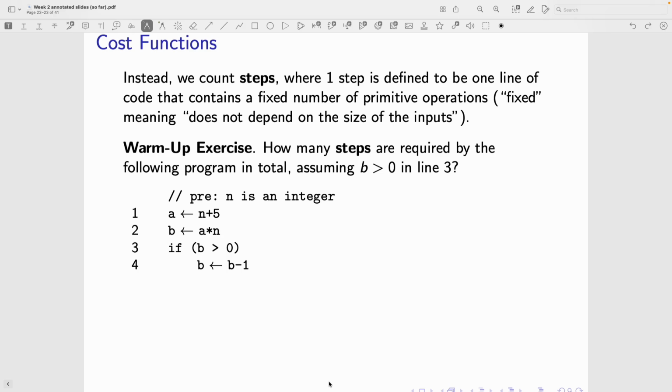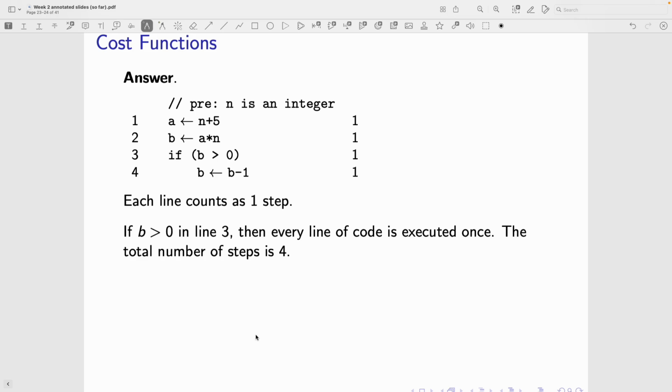Warm-up exercise part 2. This takes 1 step because it only contains primitive operations. This takes 1 step because it only takes primitive operations. So does this. You can take a wild guess at what this does. It's 1. Incredible.